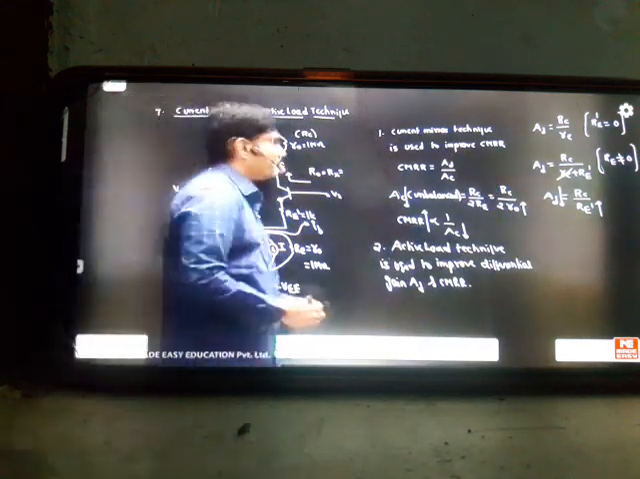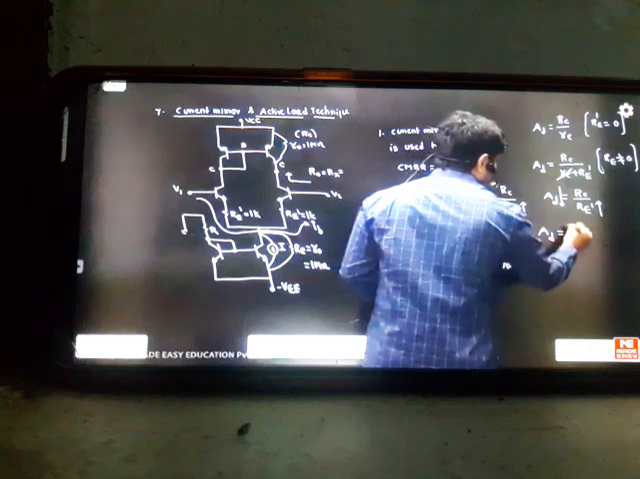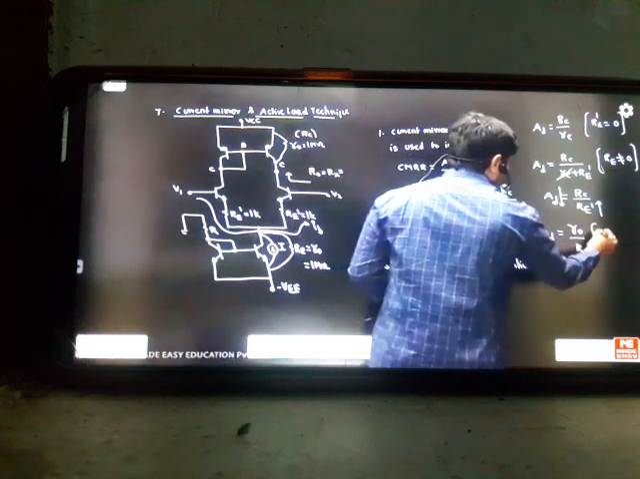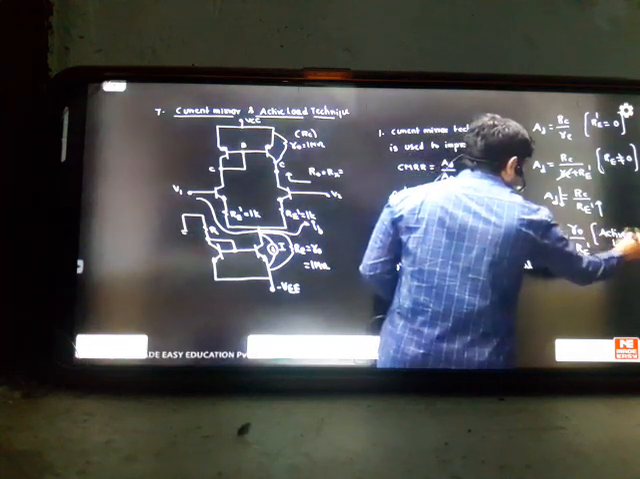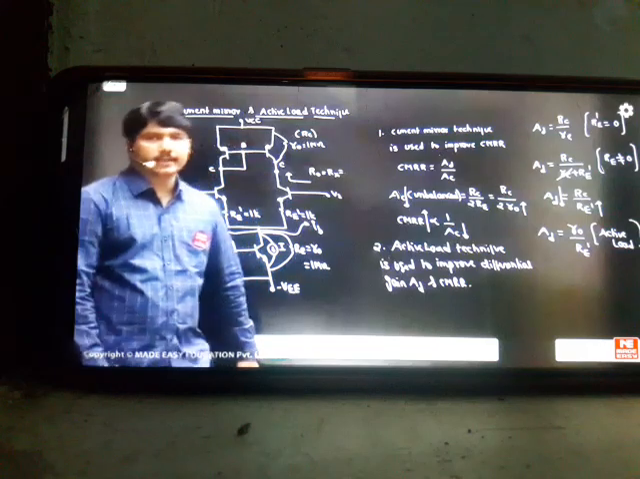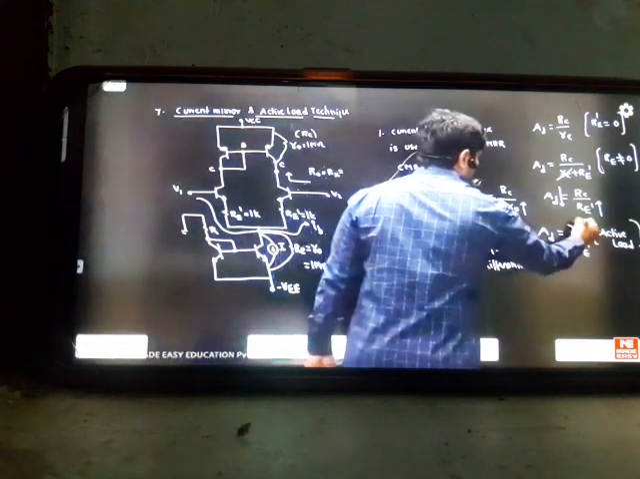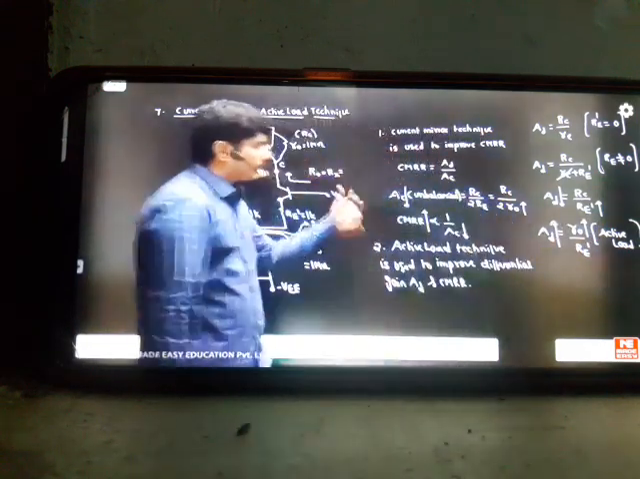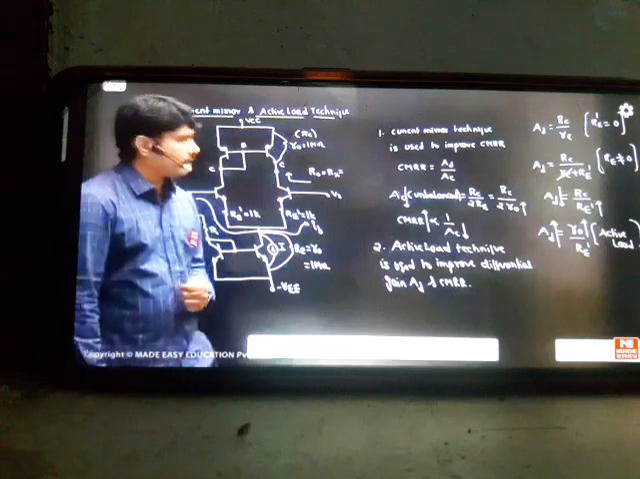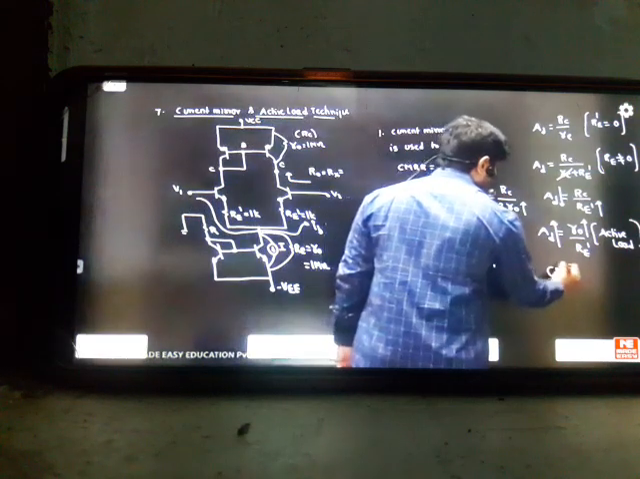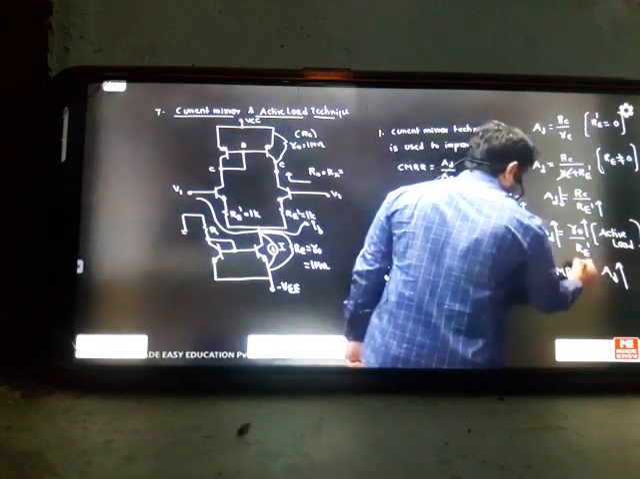Now when I use the active load technique, your AD formula becomes R0 by RE dash. The active load resistance is very high, 1 mega ohm. So as R0 increases, your AD will increase. You decreased it by the stamping technique, and I have increased it by the active load technique, so the gain became high again. CMRR is also proportional to AD, so if AD is high, CMRR is also high.